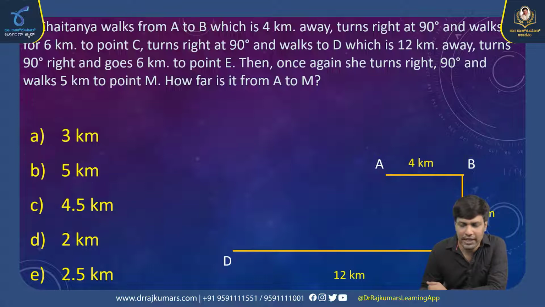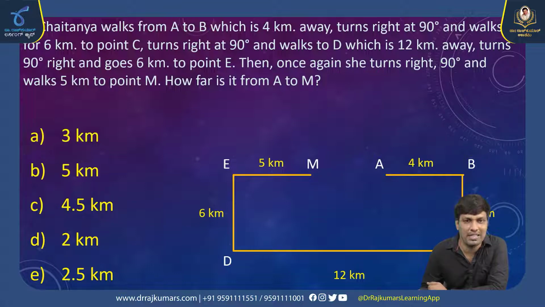Now from the point D, by turning right, he turns to 90 degree and goes for 6 kilometers to reach the point E. Now he is in a north side direction. Then once again turning right at 90 degree, he walks for 5 kilometers to point M. Now the question is, how far is the distance between A and M?